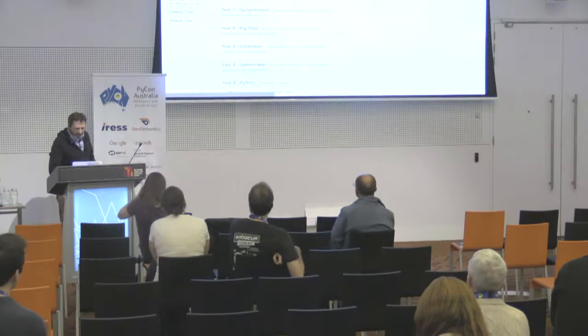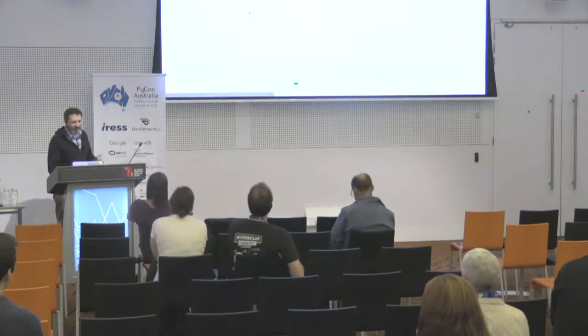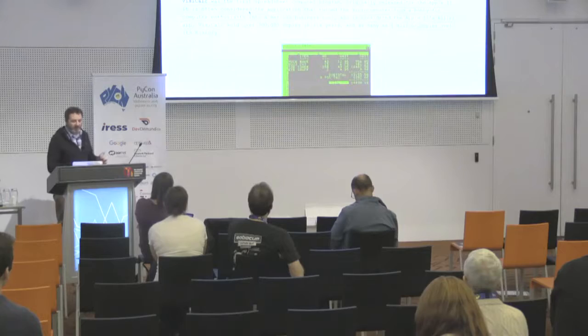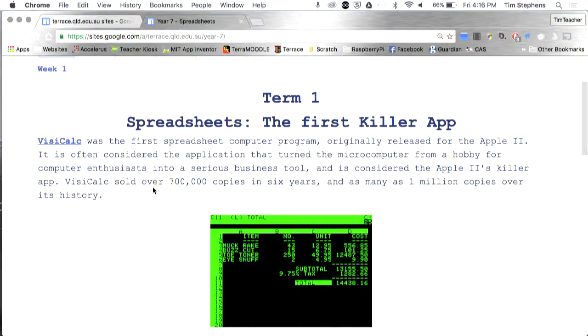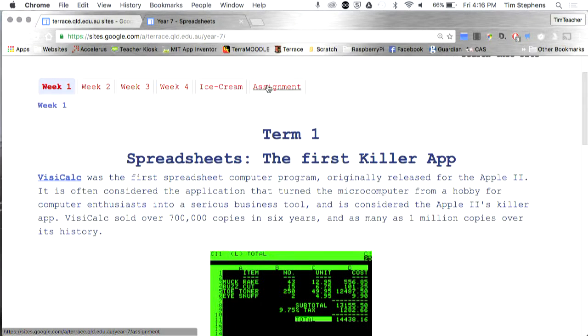The year 7 one is spreadsheeting, and it's a shop. We call that the first killer app. The first killer app was VisiCalc. That's what sold a whole heap of Apple IIs and that sort of stuff. So we go from that point of view, and they've got to create their assignment.